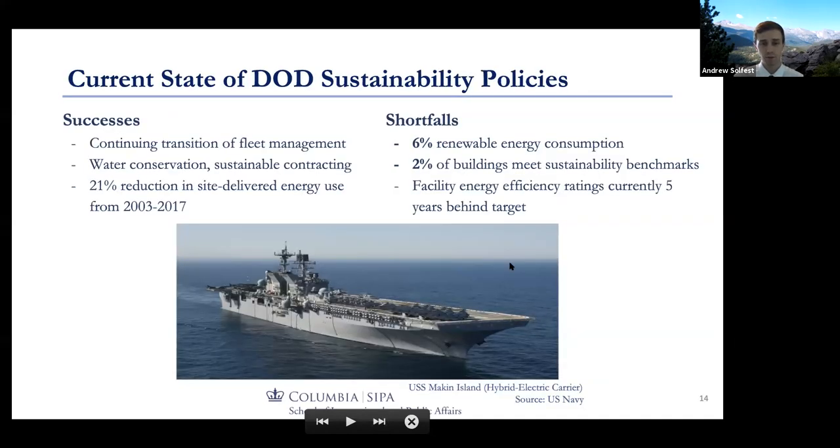The Department of Defense is aware of the issue and has made some strides in order to combat this. This has been primarily through the transition of fleet management and fuel usage. They save over $250 million a year by converting a single carrier to hybrid electric. However, they're still falling short in reaching most of their energy consumption and renewable goals, as there was only 6% renewable energy consumption as of 2019, compared to the 25% goal set for 2025. In addition, only 2% of facilities have even been rated to meet net sustainability benchmarks, which means we're wasting a significant amount of energy.